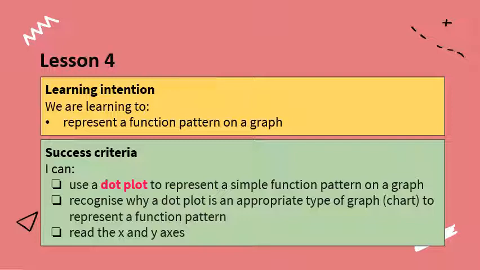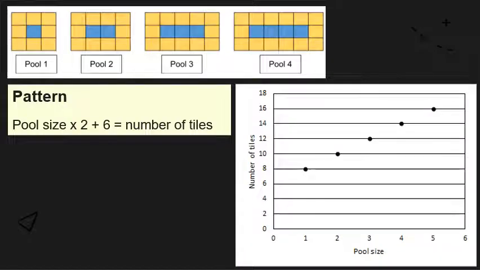We're going to talk about recognizing why a dot plot is the appropriate or the better type of graph or chart to represent a function pattern. And also, to do this successfully, you'll need to be able to read the X and Y axes on a graph. Let's go back to Tuesday's activity with the pool and the pool tiles.